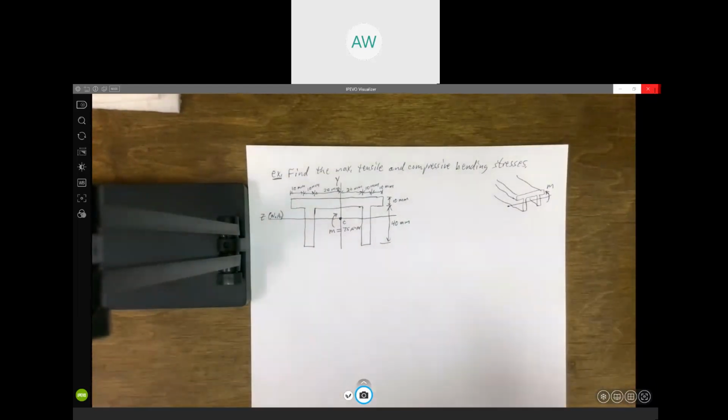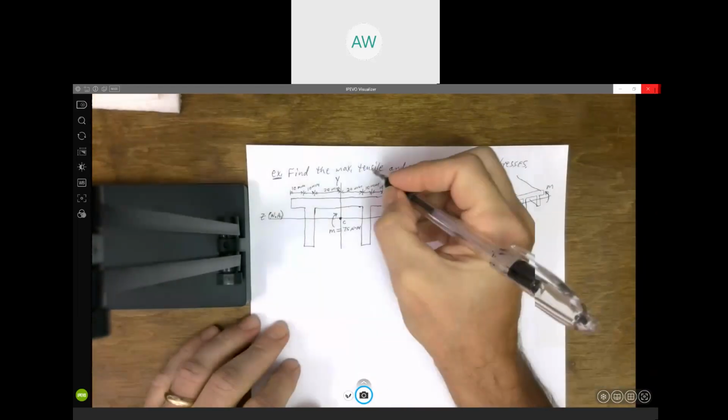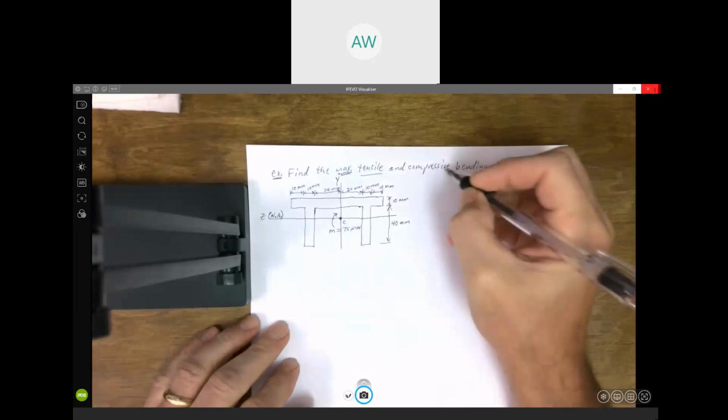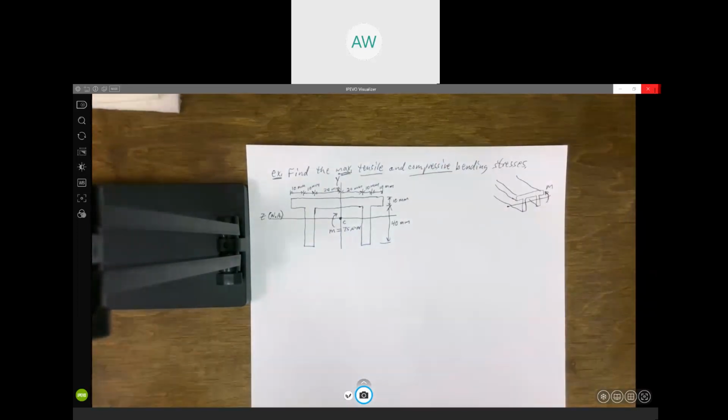All right, so while everybody finishes, if you haven't, drawing what this cross section looks like and putting your dimensions on there, just a question you should be able to answer at this point before we do any calculations. If we're trying to find the maximum tensile and compressive stresses, somebody's going to have to unmute and chime in here. Where would the maximum tensile stress be on this cross section?